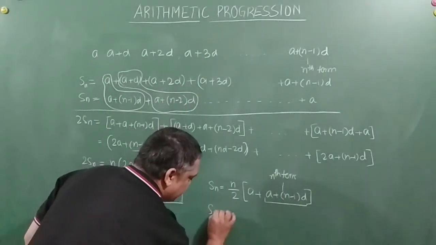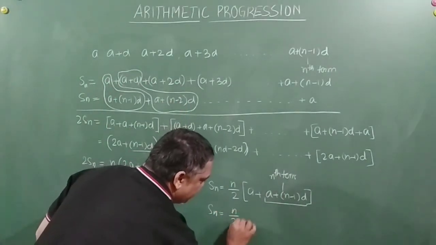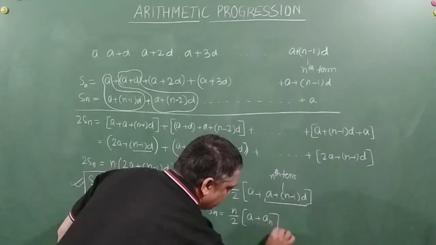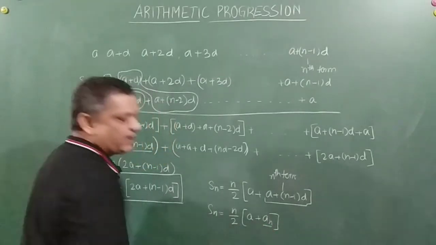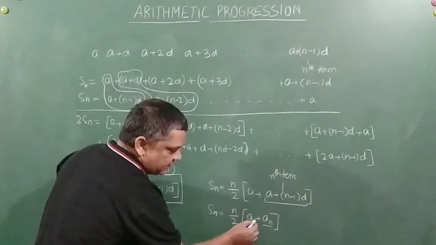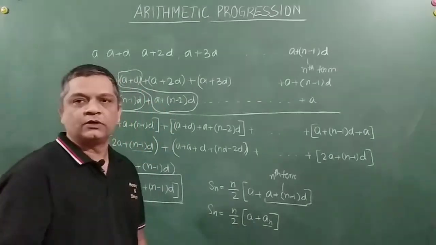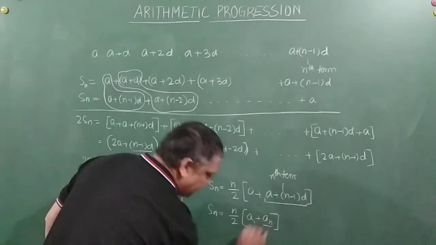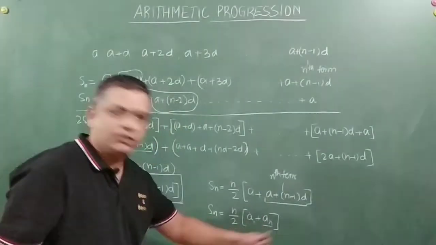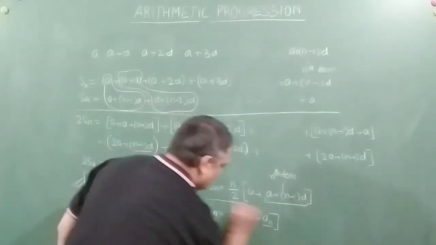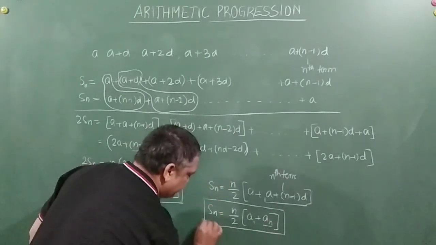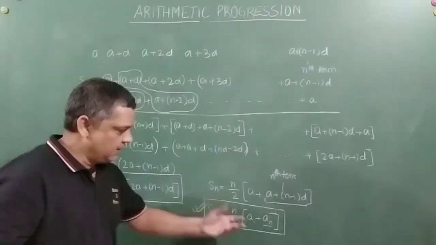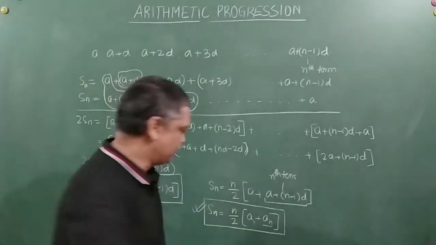So this Sn can also be written as n by 2 into a plus an. An is nothing but your nth term, and a is nothing but a1, that is equal to your first term, right? Or you can take a1 itself. A1 is your first term and an is your last term, right? This is your formula number 2. We will be using this again when we are solving the problems, right?